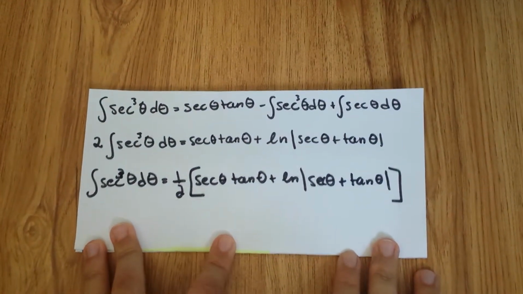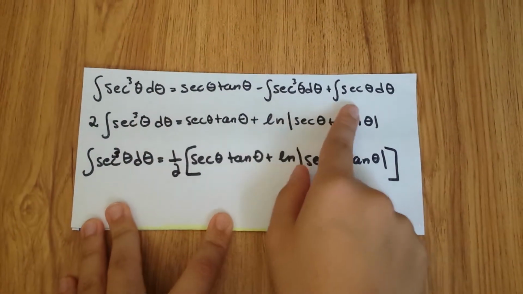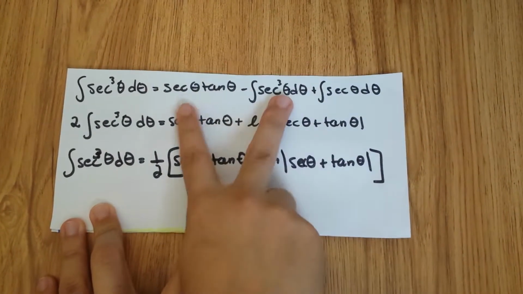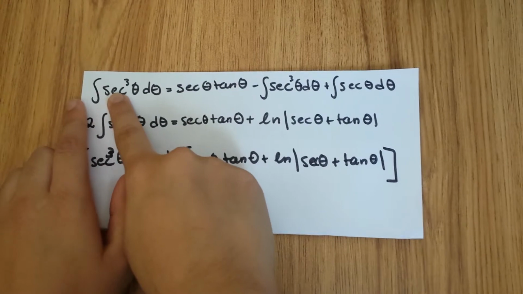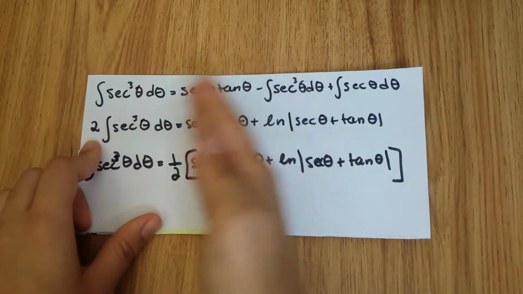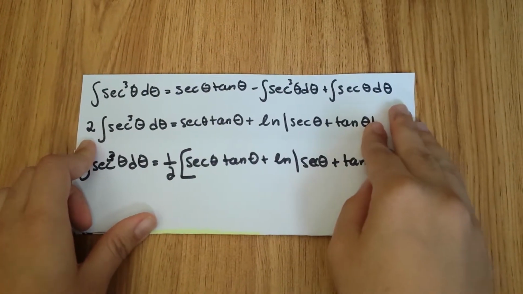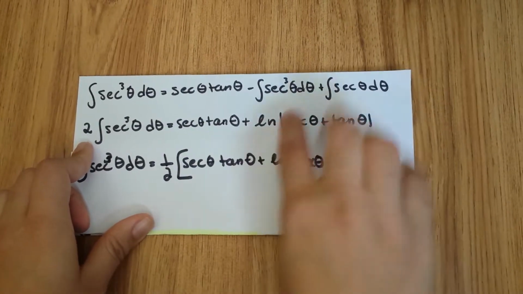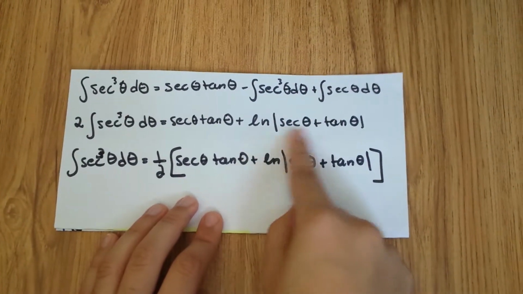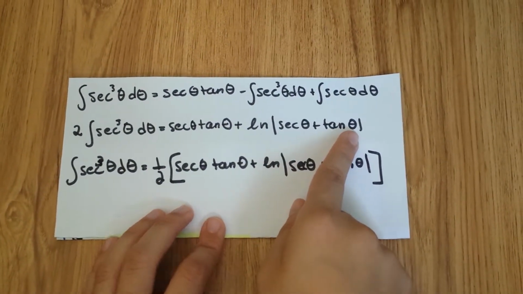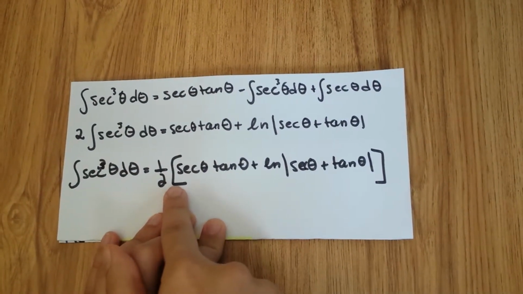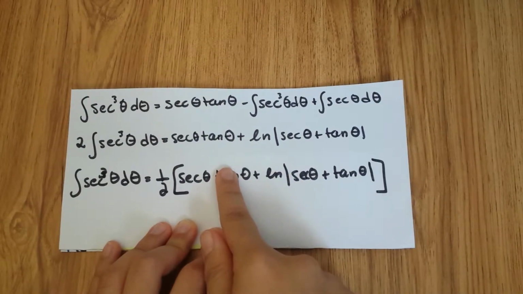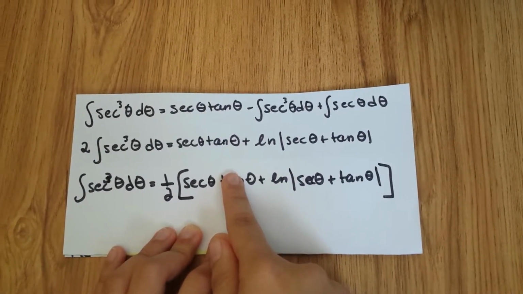Now looking closely at the equality that we came up with, we can see that we have two secant cubed theta d thetas, so you add them to one side, so that the integral is on one side and the rest are on the other side. The integral of secant theta d theta is known to be ln absolute value of secant theta plus tangent theta. Then we divide both sides by 2, which is where this half came from, and that is the integral of secant cubed theta d theta.